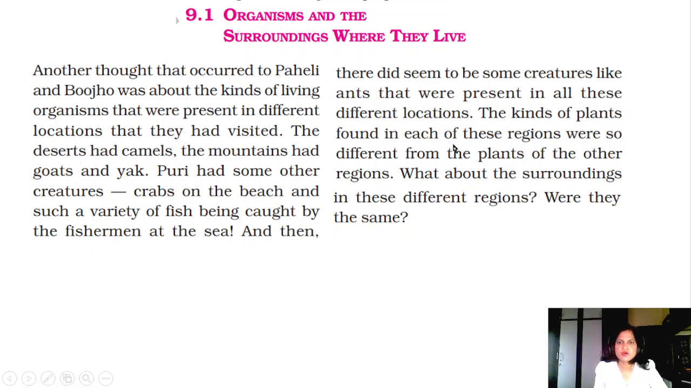The kinds of plants found in each of these regions were so different from the plants of the other regions. What about the surroundings in these different regions? Were they the same?